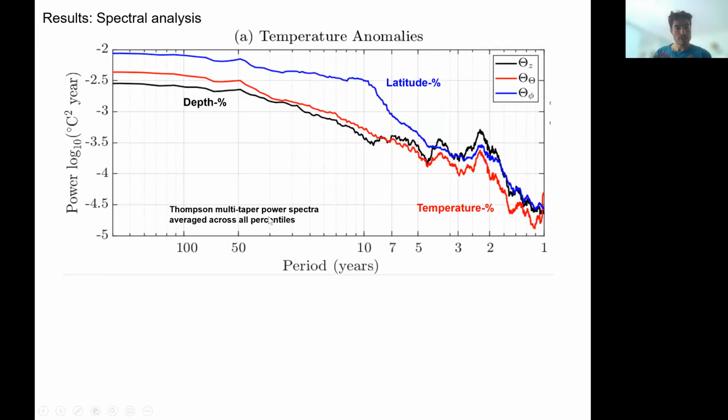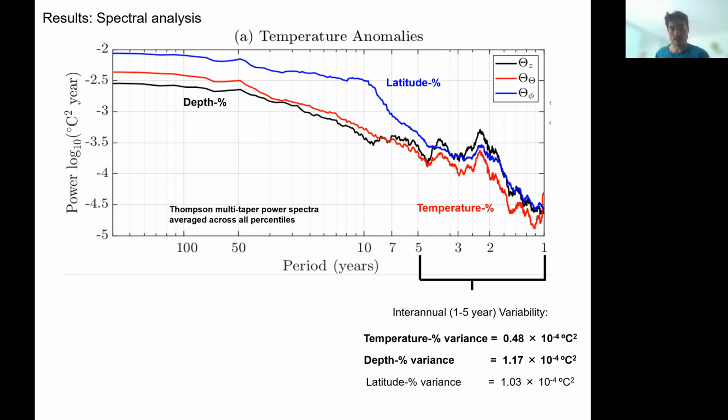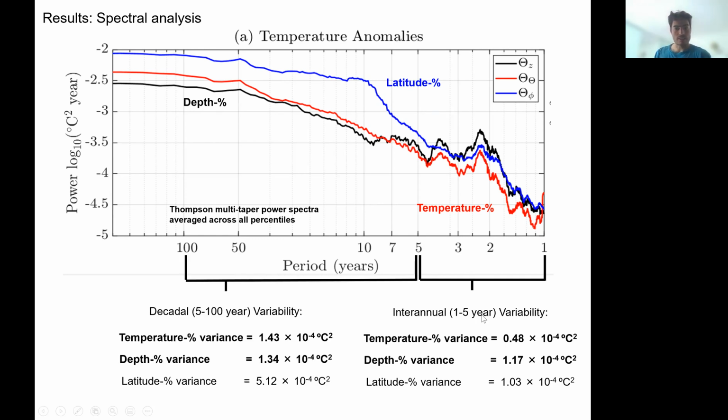Okay, we also did spectral analysis to look at this in a little bit more detail. This is comparing variability as a function of frequency between temperature in red, depth in black, and latitude in blue. At interannual frequencies, which are really dominated by ENSO, as I mentioned before, the variability is weaker in the temperature compared to the depth by about 50%. So that's the removal of the adiabatic ENSO signal when you go to temperature coordinates. Whereas at decadal to centennial frequencies, we see comparable variability between temperature and depth. So this is really highlighting the role of diabatic processes at these lower frequencies.